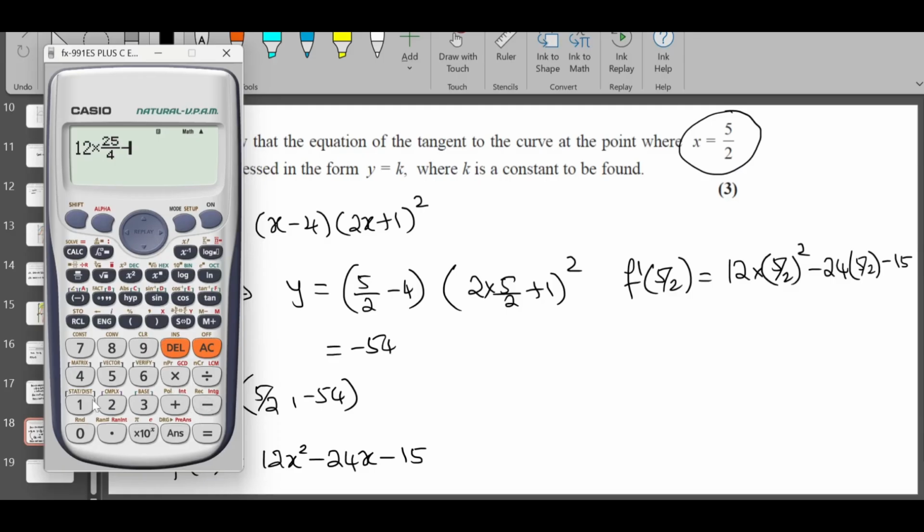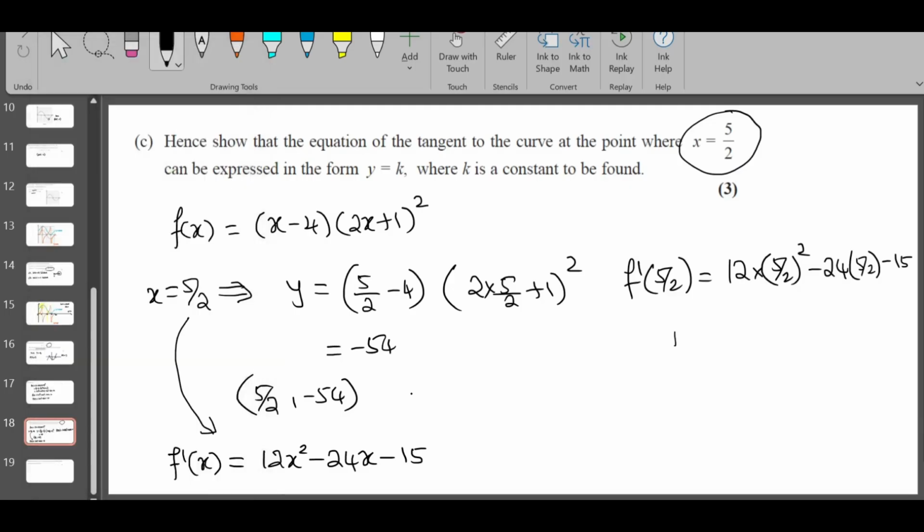minus 24 times 5 over 2 minus 15. Okay, the slope is 0. The slope is equal to 0.